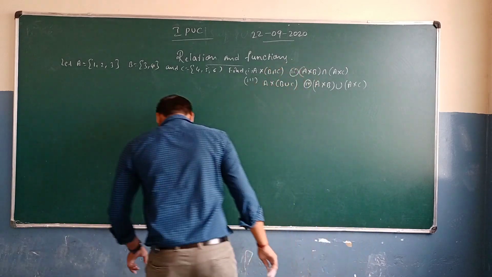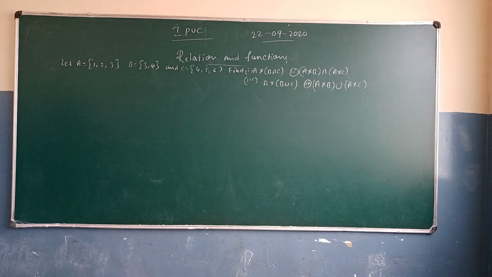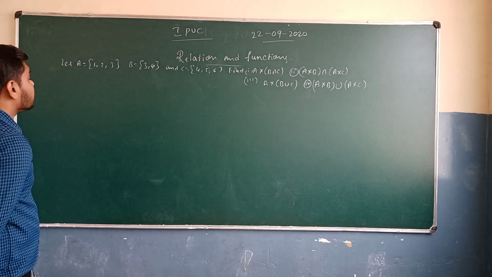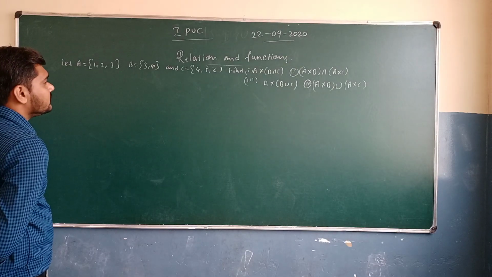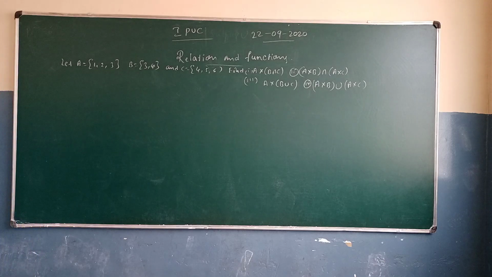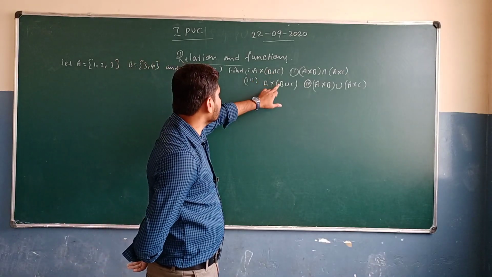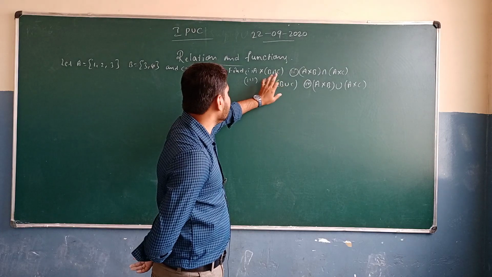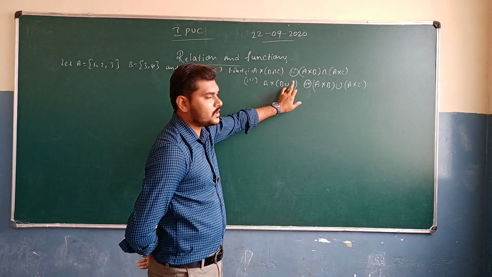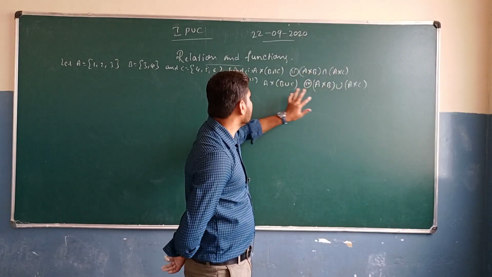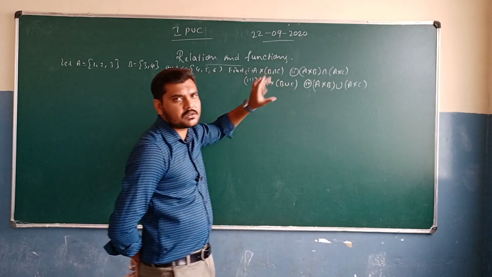So see what they have given. A is equal to {1, 2, 3}, B is equal to {3, 4} and C is equal to {4, 5, 6}. We need to find A cross B intersection C. The second one is A cross B intersection A cross C. The third one is A cross B union C, and the fourth is A cross B union A cross C. For the first and third, you need to find B intersection C as well as B union C. After that, we need to find the Cartesian products A cross B and A cross C.